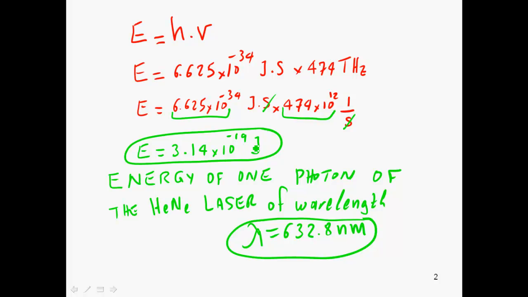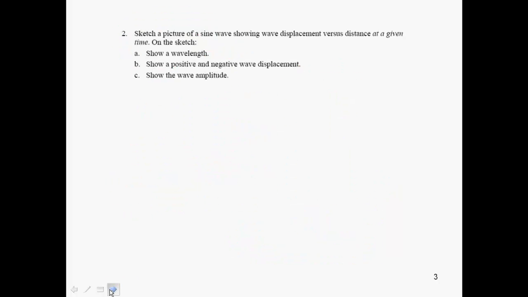Very, very small. So it's going to take many, many of these photons, billions and trillions of these photons, to really add up to some amount of energy. But this is what this formula gives you here. This is the energy of one photon, Planck's constant, and that's the frequency of that photon. Okay? Okay, let's move on to the next question.